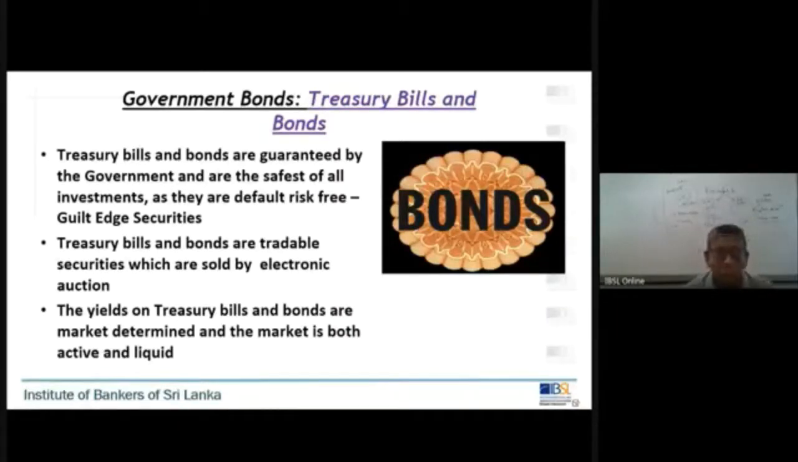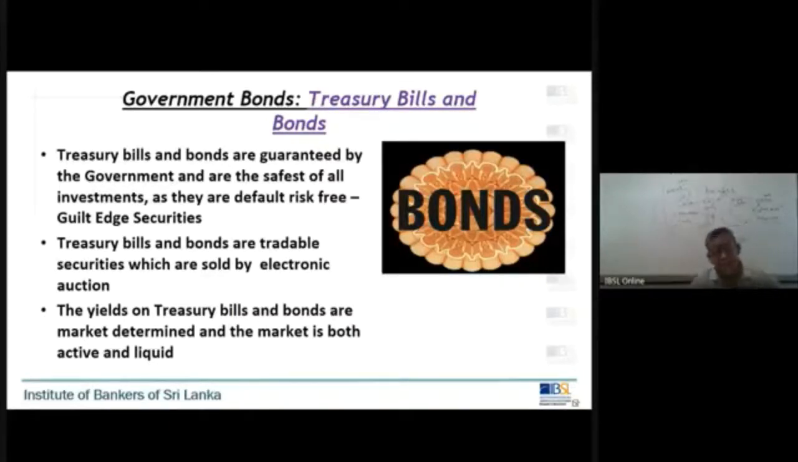Now you know treasury bills and treasury bonds are guaranteed by the government. Usually when a guarantee is given by the government, we call these instruments gilt edged securities, right? The moment the government gives you the guarantee, it is called gilt edged securities. So what do you mean by gilt edged securities? They are default risk free, though there are instances where you cannot say so, but at least we need to assume the treasury bills and bonds are guaranteed by the government. Therefore those investment instruments are called gilt edged securities.